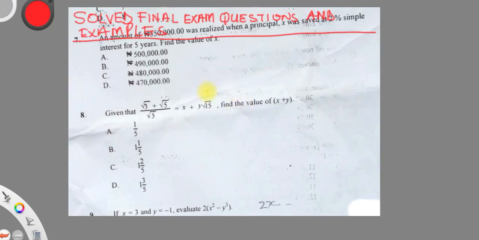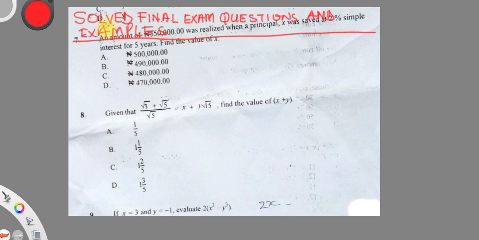Get understanding, don't memorize. This is the continuation of a series of lessons on sets, surds. In the previous lesson, we looked at solved examples and exercises. In this video, we are going to look at solved final exam questions and examples.